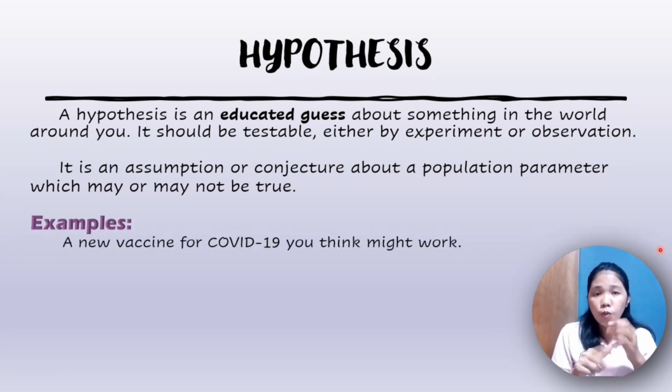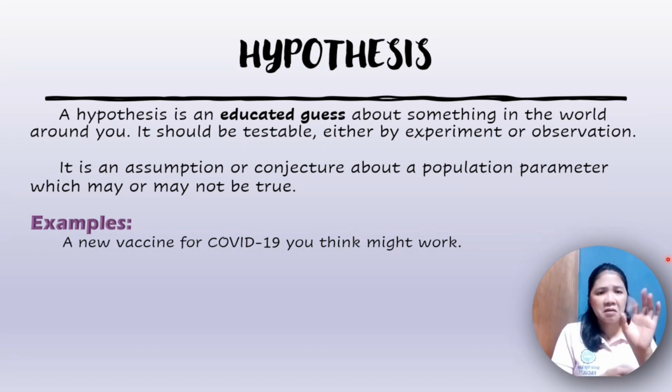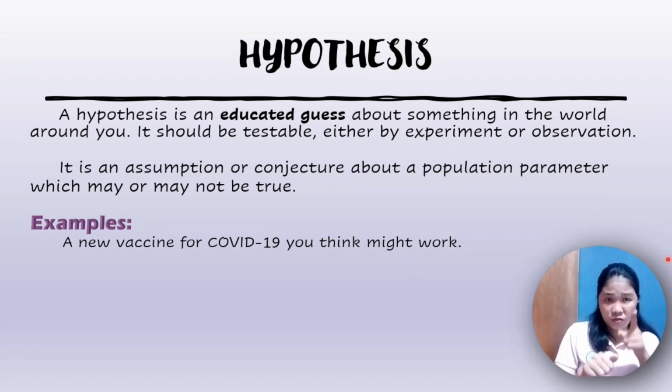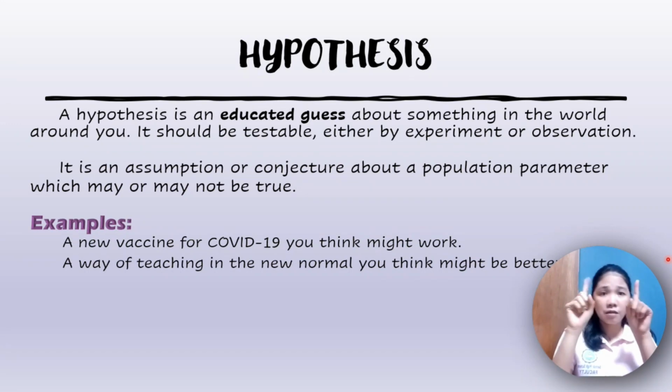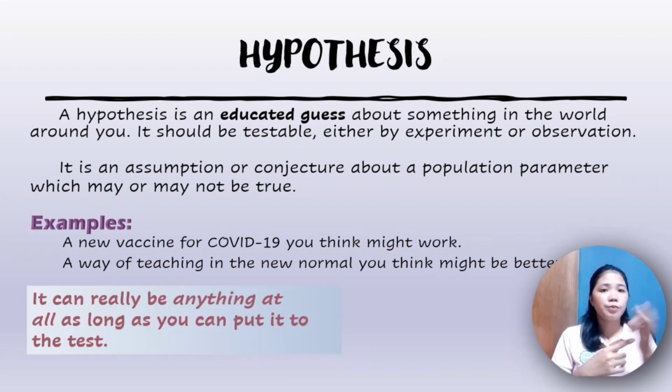Examples: a new vaccine for COVID-19 you think might work. Remember, it is testable using an experiment. Or, a way of teaching in the new normal you think might be better. It is also testable through observation, or even an experiment. Remember, it can really be anything at all as long as you can put it to test.